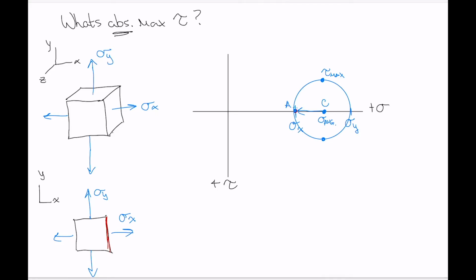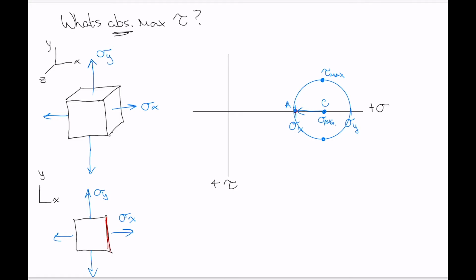So what I want to do is draw the Mohr's circles for the other in-plane elements that we could have chosen. So we drew this circle here for the XY plane. But what if we drew Mohr's circle for this element in, let's say, the XZ plane instead of the XY plane?